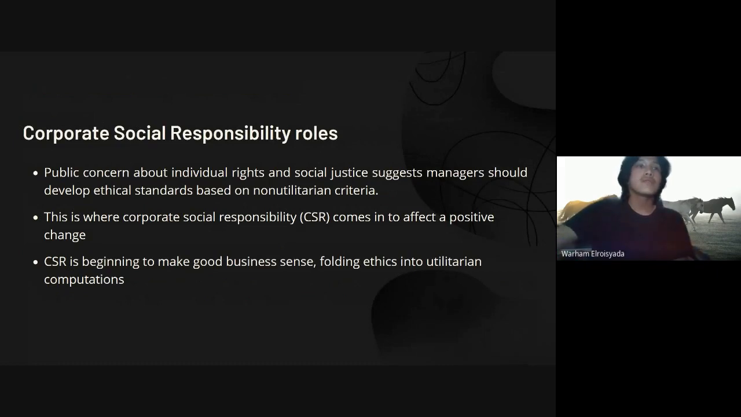So we're going to talk about corporate social responsibility roles. Public concern about individual rights and social justice suggests that managers should develop ethical standards based on non-utilitarian criteria. This is where corporate social responsibility comes into effect as a positive change. And now CSR is beginning to make good business sense, folding ethics into utilitarian computation. Next slide, please.